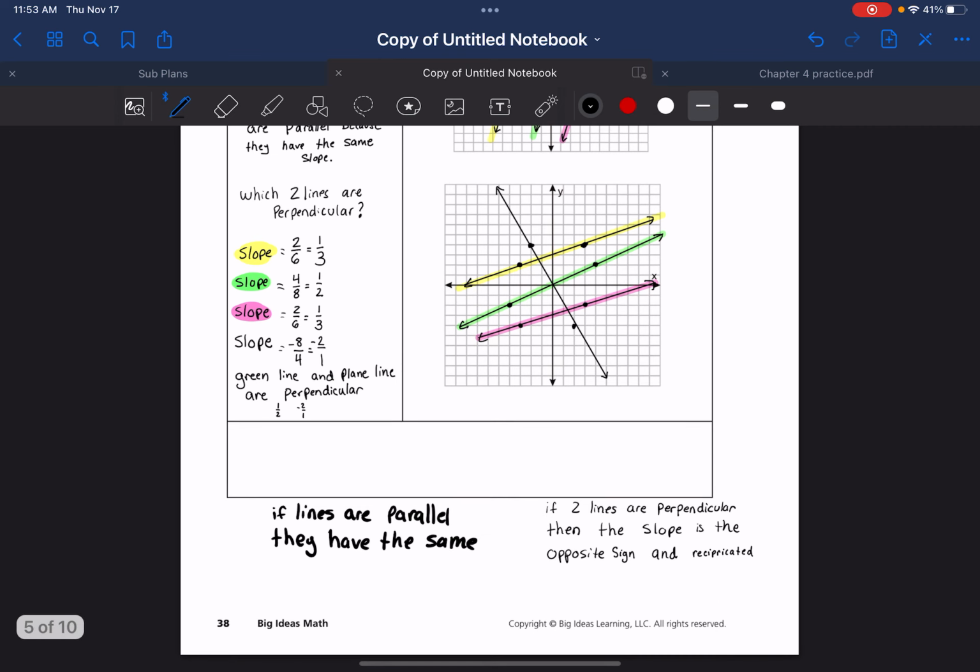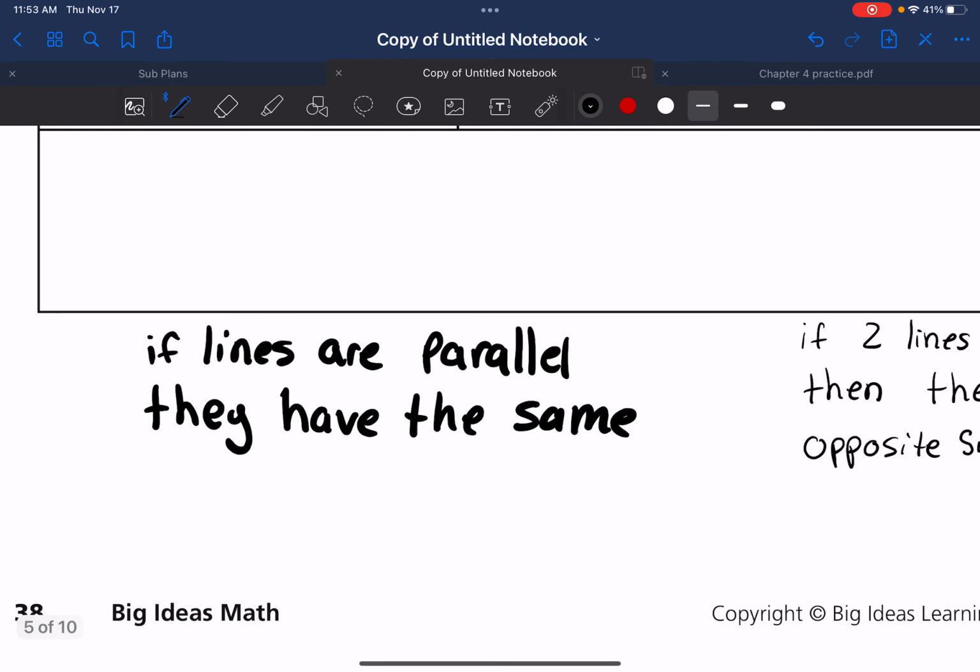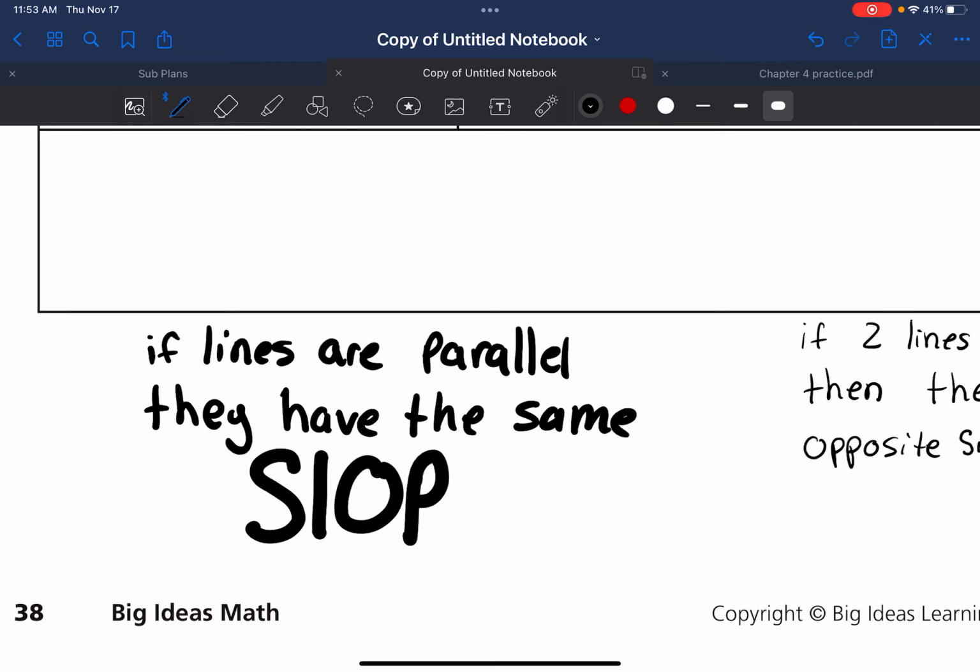So down here I have just a couple little side notes that we need to fill out. If lines are parallel, they have the same, hopefully you're all saying it out loud in your head, slope. Go and write slope right there. Grab a highlighter, highlight it. It's so important. They have the same slope if lines are parallel. Parallel, same slope. Look at that. So nice.